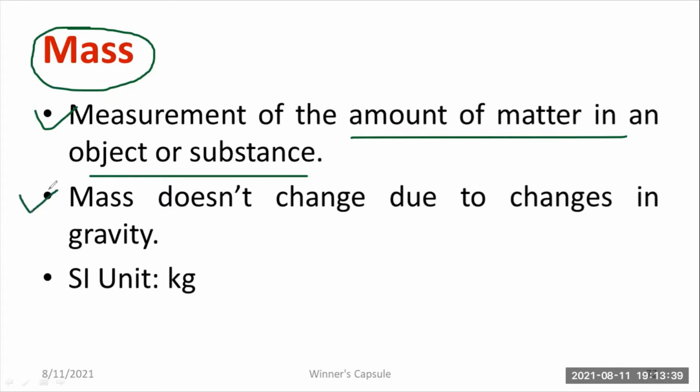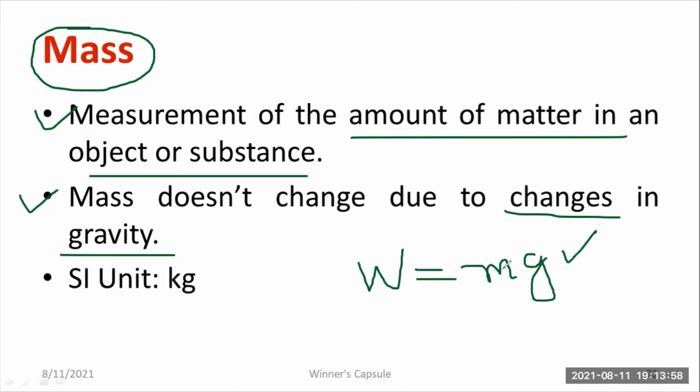Mass is one of the fundamental quantities. Mass does not change with respect to gravity. There is no relation between mass and gravity. But weight depends on gravity. You can calculate weight using the formula mass into g, that is mg, weight. So here weight and mass are entirely different, but related to each other. Weight depends on acceleration due to gravity, but mass does not depend on gravity.